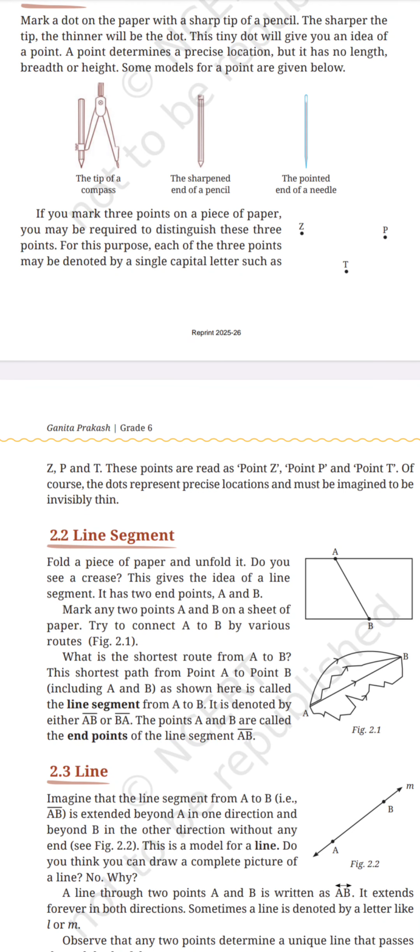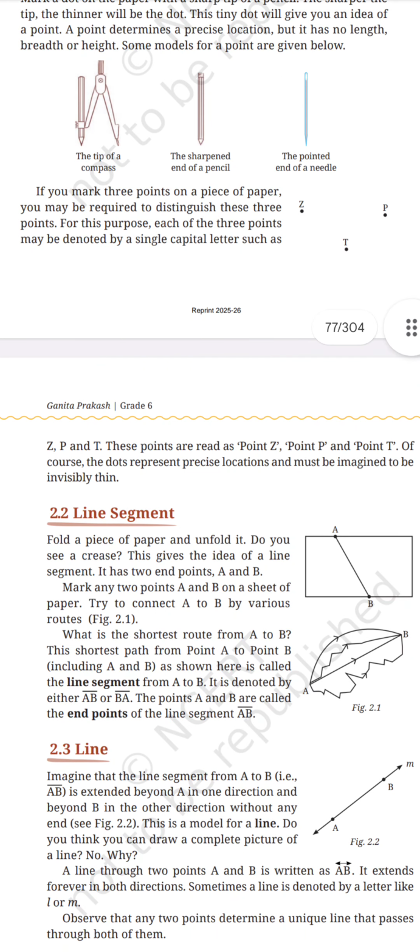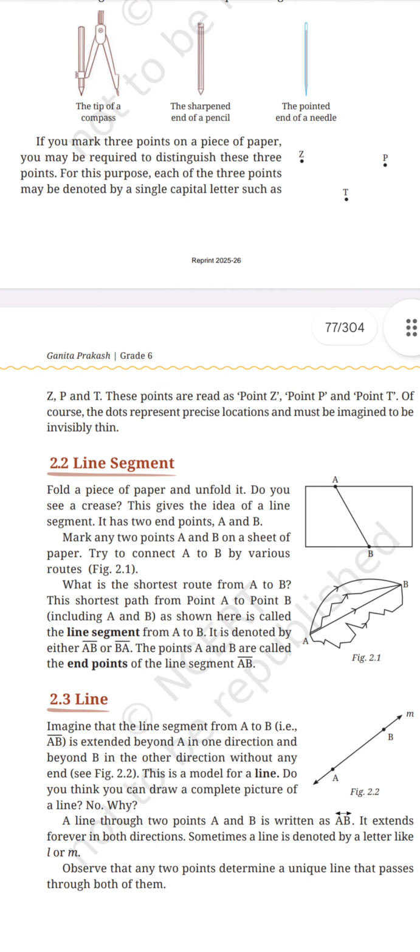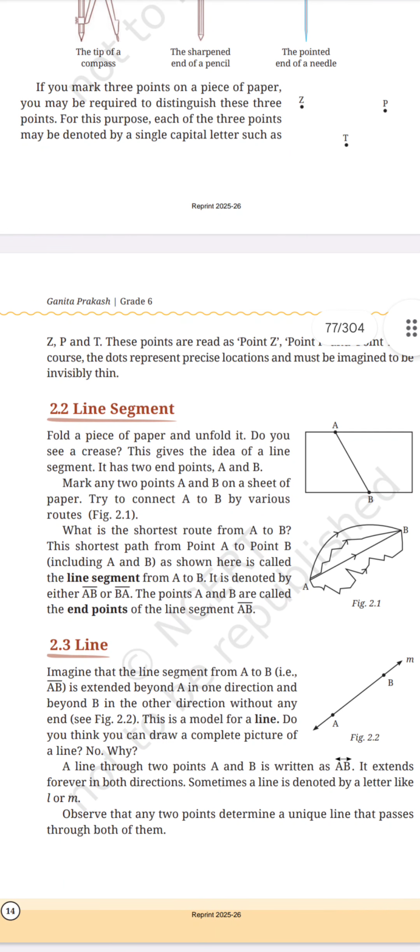Okay, class? Now next comes line segment. What is a line segment? Suppose you fold a piece of paper, unfold it, and then you see a crease. This gives an idea of a line segment. It has two endpoints, that is A and B. Mark any 2 points A and B on the sheet of paper. Try to connect A and B by various routes. What is the shortest route from A to B? The shortest path from point A to point B, including A and B, is shown in the figure, and denoted as AB, and that's called a line segment.